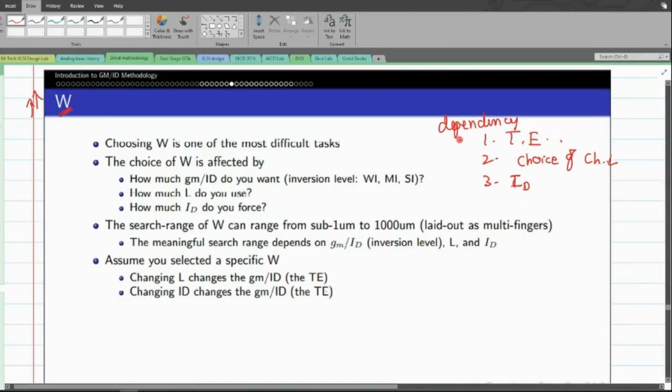Okay, this is one of the issues, that it has dependency on these variables. The second issue that it has is the search range. Say, for example, I want to choose a width for my transistor from a particular technology. This width actually varies over a wider range. You could see that it varies from sub micrometer, 1 micrometer, all the way to 1,000 micrometer. So you could see that the search range for the width is also quite wide. So you end up having a larger search range.